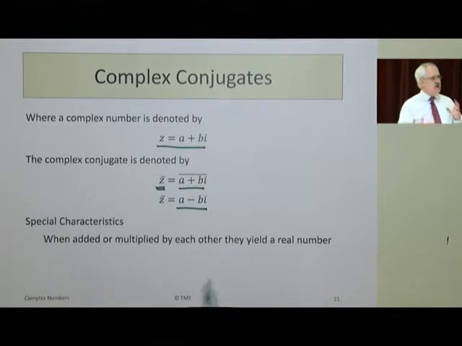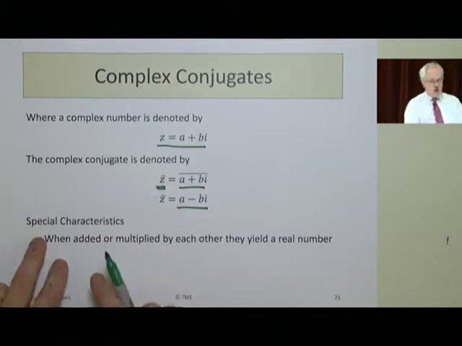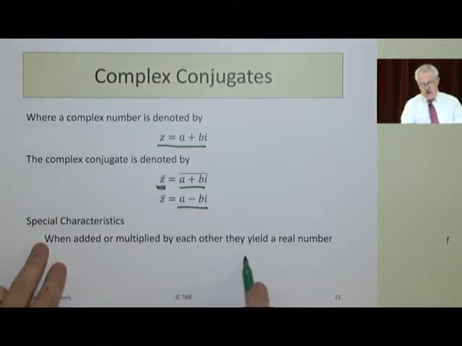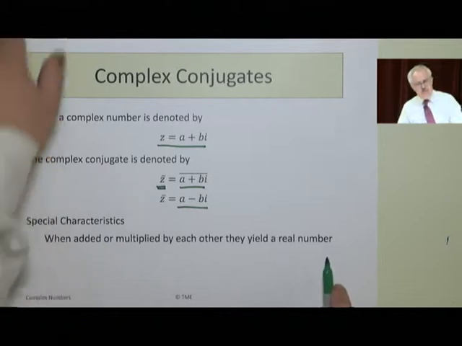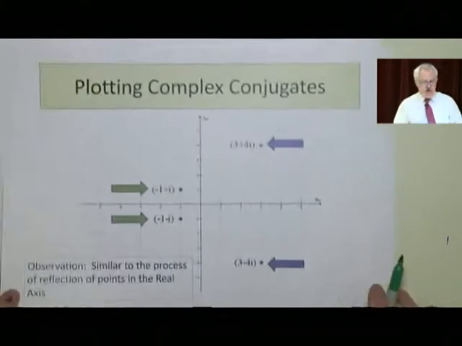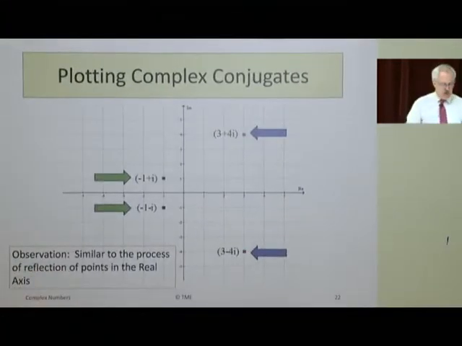They have special characteristics, and they're really important. When added or multiplied by each other, they yield a real number. So let's just look at these complex numbers and complex conjugates at the moment.